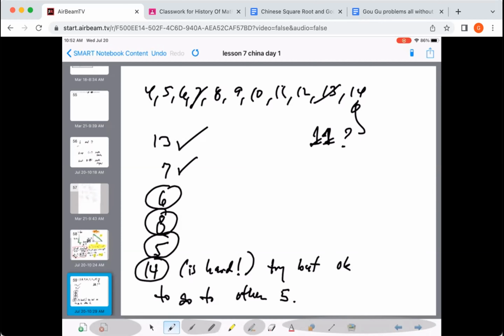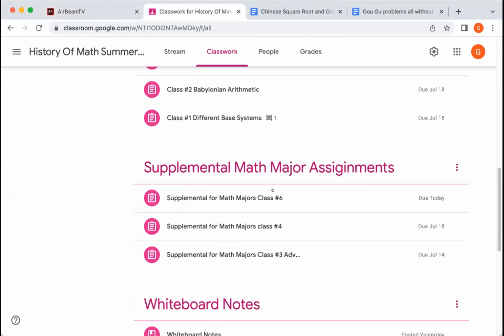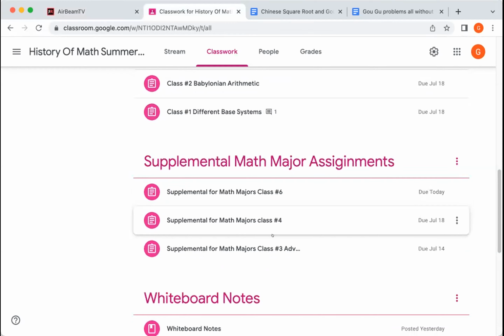Professor, before I join a breakout room, I have a question. I submitted the homeworks 1 through 4, but I noticed that there's also supplemental work for the math major, so that's additional work to submit. Are you one of the math majors? Are you a math major or are you in the education? I'm a math major. So for the math majors, so far there's been 3 extra assignments. These supplemental math major assignments. So make sure you do those also.